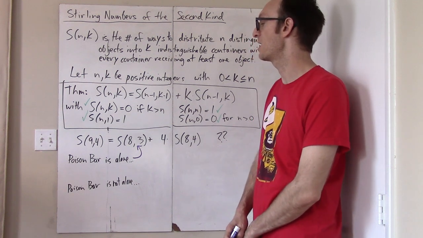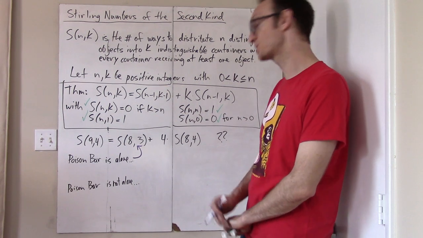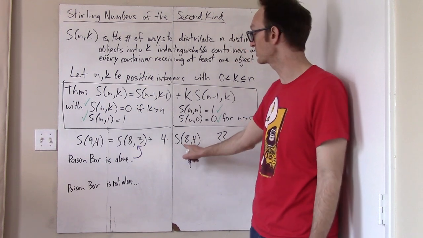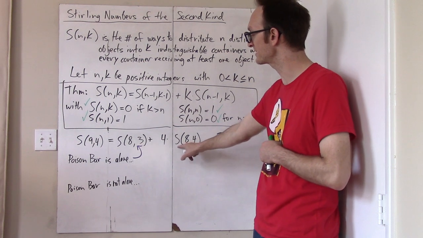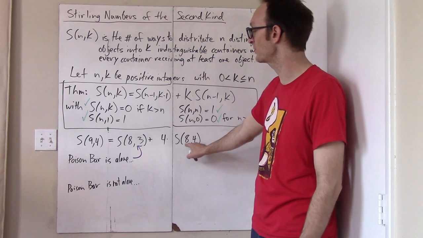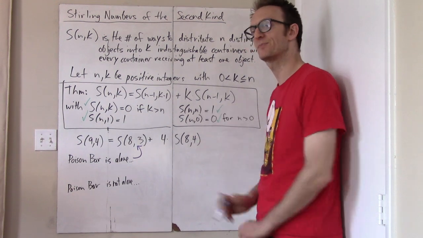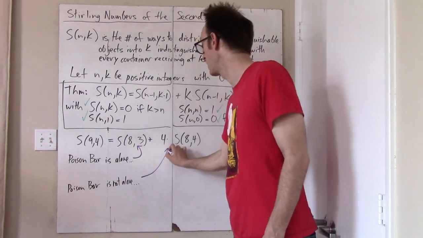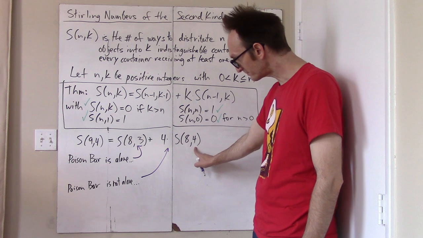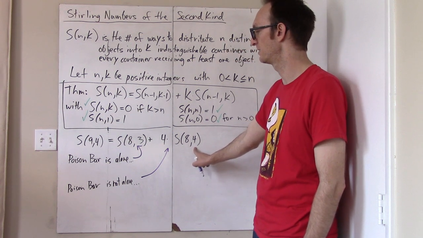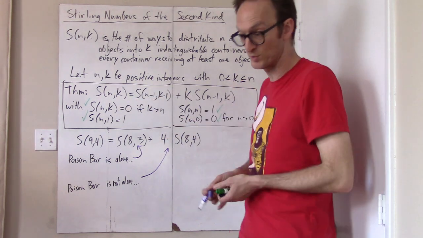On the other hand, if you decide in advance that the poison bar is going to be mixed in with other candy bars, well then, let's first distribute the 8 remaining candy bars to the 4 weasel boxes, and there are, by definition, S(8,4) ways to do that. S(8,4), a Stirling number of the second kind, is the number of ways to distribute 8 distinguishable candy bars, the non-poisoned ones, to the 4 indistinguishable weasel boxes, and then you simply put the poison bar into one of those four boxes. So for every way there is to distribute the 8 candy bars to the four boxes, there are four ways to distribute the poison bar, because you just put it in one of those four boxes, and so you multiply by 4.